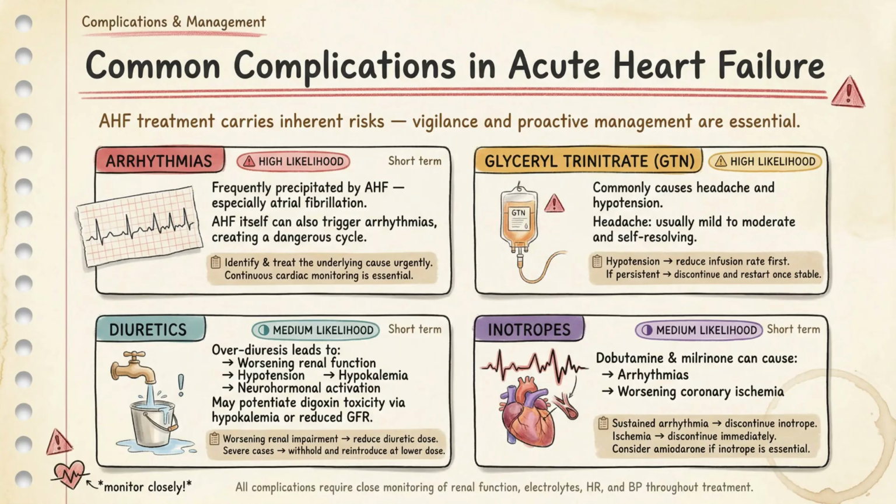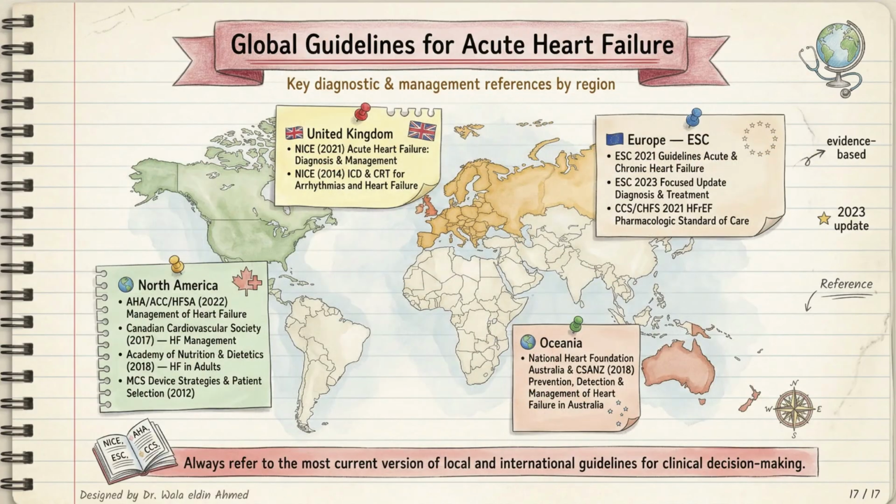Inotropes: medium likelihood. Dobutamine and milrinone can cause arrhythmias and worsening coronary ischemia. For sustained arrhythmia, discontinue the inotrope. For ischemia, discontinue immediately. Consider amiodarone if the inotrope is essential. Remember, all complications require close monitoring of renal function, electrolytes, heart rate, and blood pressure throughout treatment. Monitor closely. Finally, a note on where our evidence comes from.